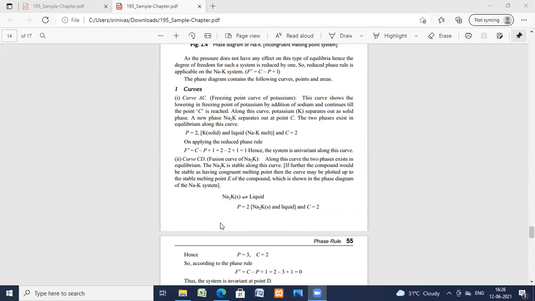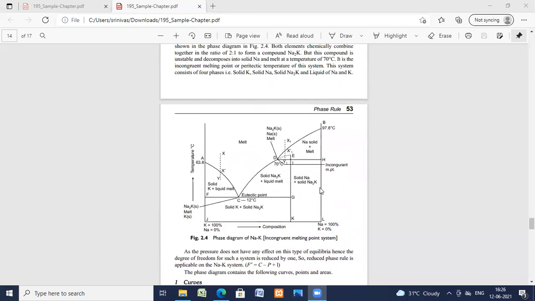Univariant, C and P. Now, going to the point D, you are having 3 phases. Here at this point, you are having 3 phases. So in this, P is 3. At point D, P is 3, C is 2. So F is equal to 2 minus 3 plus 1, which is 3 minus 3, 0. So at point D, it is an invariant system.